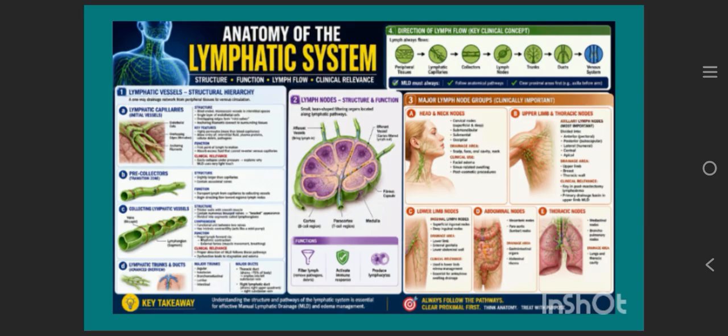So the summary regarding this topic is that the lymphatic system is a highly specialized low pressure drainage network composed of capillaries, vessels and nodes that work together to maintain fluid balance, remove waste and support immune function. A precise understanding of its anatomy is essential for safe and effective application of manual lymphatic drainage, MLD.